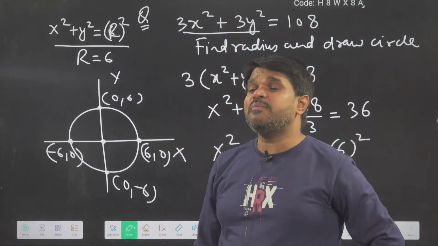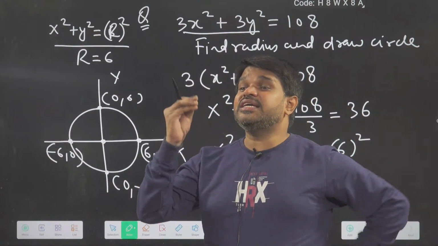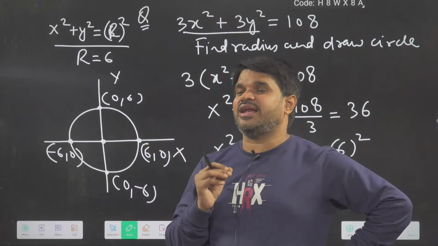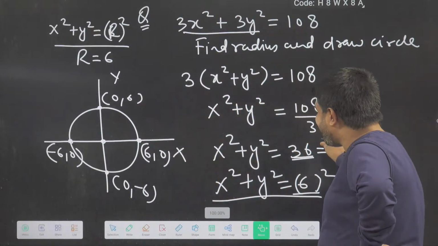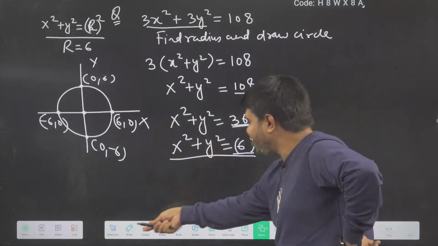If it doesn't come in square, then it is not a circle. See, someone is having a very random doubt, but good. I like this kind of doubt.